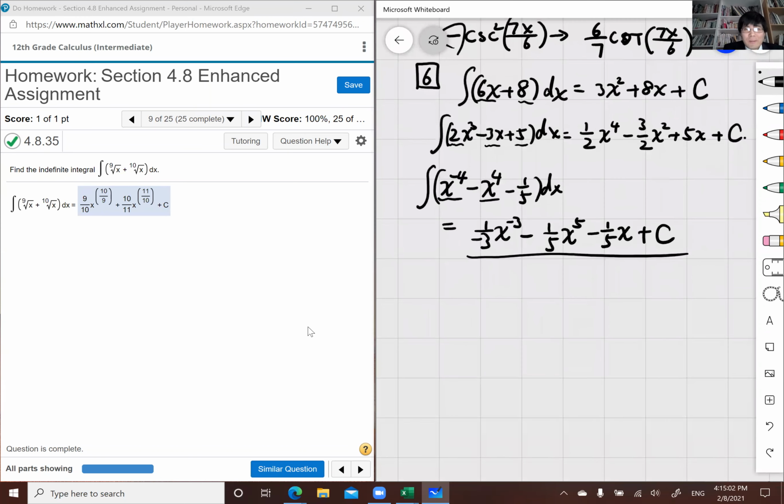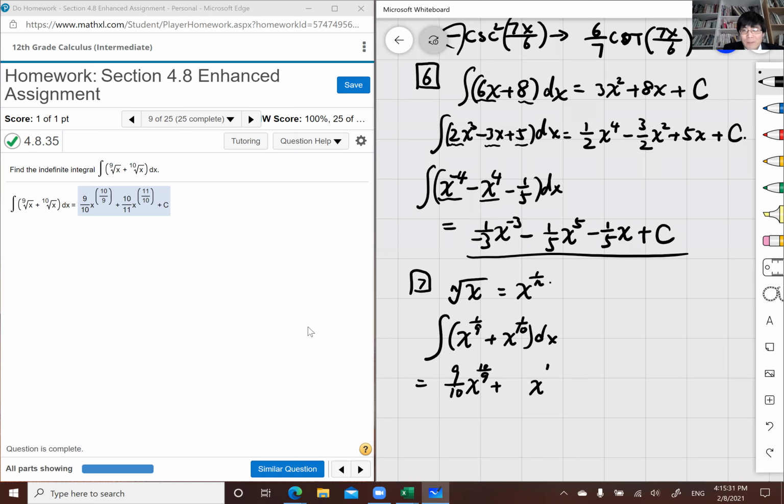Now the radical expression. The nth root of x is the same thing as x to the power of 1 over n. So this expression is the same thing as x to the 1 over 9 plus x to the 1 over 10. So again, using the power rule, raise the power by 1 and multiply it by its reciprocal. Do the same thing here, raise the power by 1 and multiply it by its reciprocal and add c.